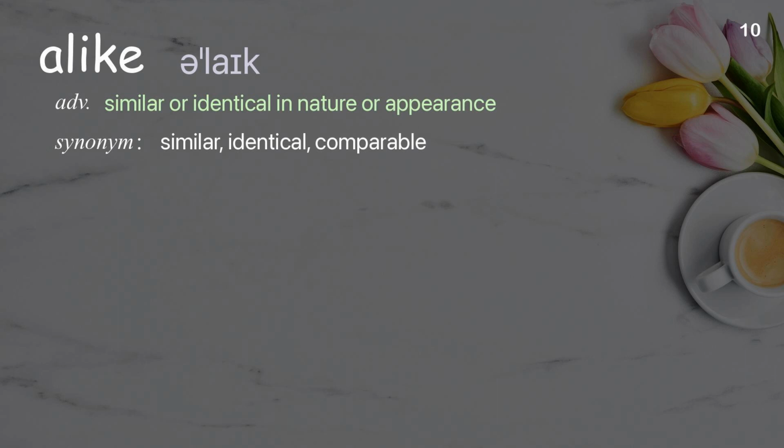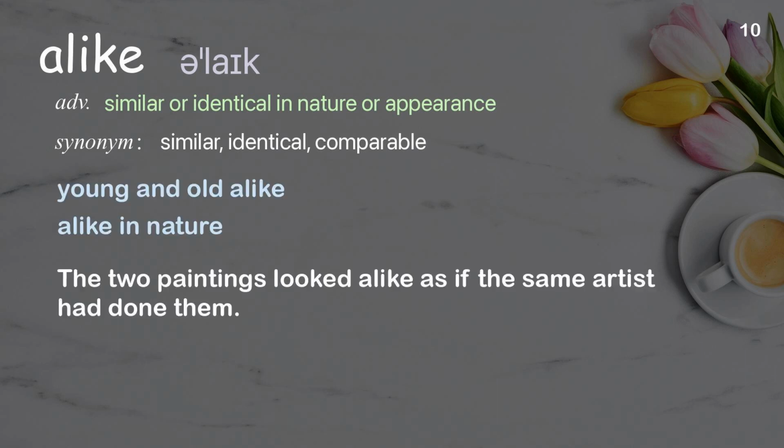Alike. Similar or identical in nature or appearance. Examples: Young and old alike. Alike in nature. The two paintings looked alike as if the same artist had done them.